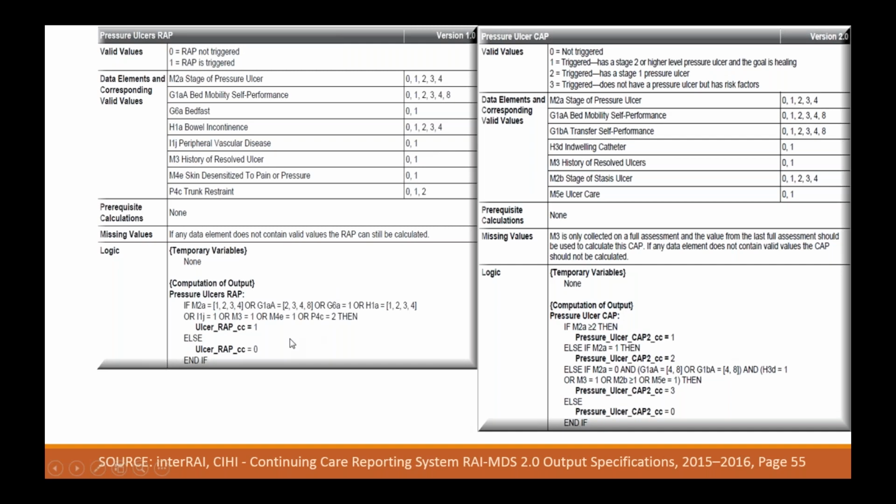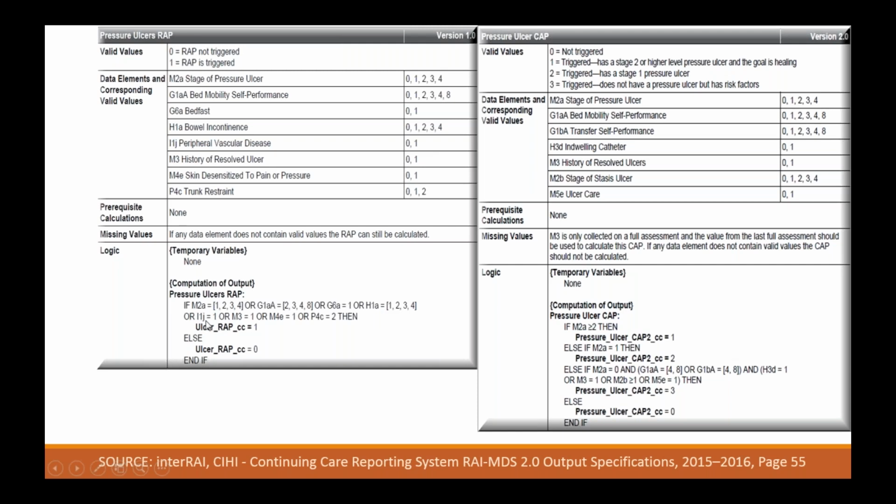Now at the bottom here is the actual calculation. So if you're looking at the RAPs, it's saying if the pressure ulcer is a stage 1, 2, 3, or 4, or bed mobility, transfer, toileting, and eating are scored, right? You can see them here. Or H1A, and H1A we know is the bowel, and it's scored as a 1, 2, or 3.